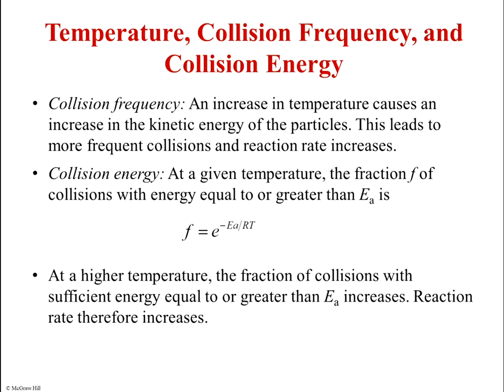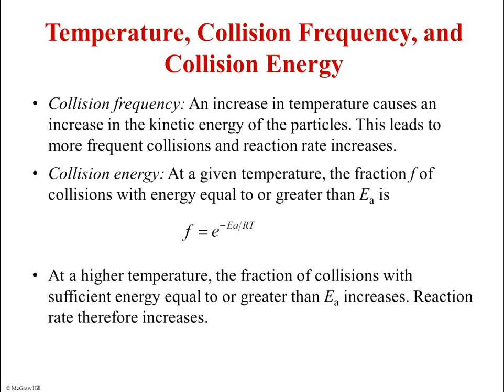Also, as we increase the temperature, those more energetic collisions can get us over the activation energy. And as a general rule, the fraction F of collisions that have energy greater than the activation energy is given by the following equation. F is equal to e to the minus E sub A over RT, where R is our gas constant, and this is going to be in units of energy. So it's going to be in joules per Kelvin mole.